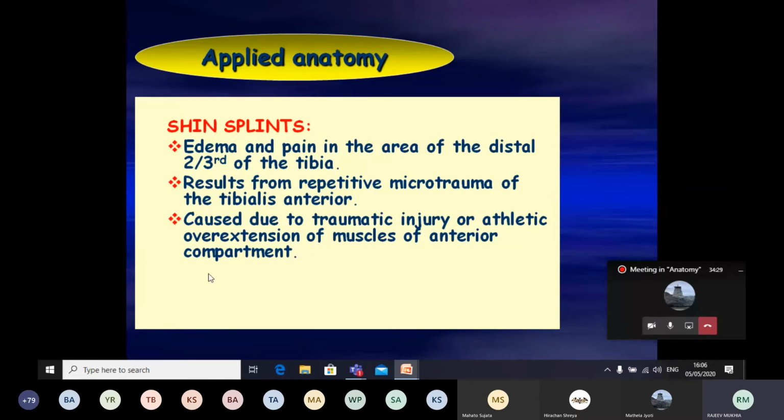Another applied aspect is shin splints. Shin splints cause edema and pain in the area of the distal two-thirds of the tibia, and it is especially seen in athletes. It results from repetitive microtrauma of the tibialis anterior. The tibia is also known as the shin bone, so it results in shin splints. It is mainly caused by traumatic injury or athletic overextension of the muscles of the anterior compartment.